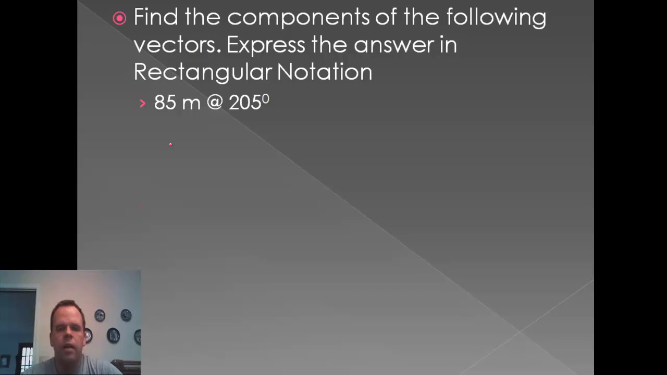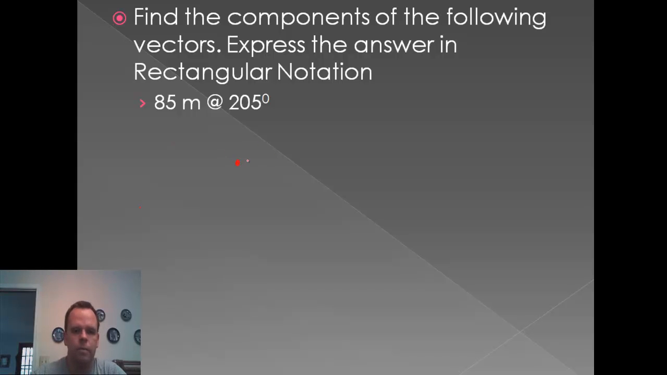In this case, we want to look at converting from polar notation to rectangular notation. We're going to do two examples here to show how to do a conversion from polar notation to rectangular notation. I think the first important step in doing any of these conversions is to draw out the vector we're looking at so that we can see exactly what we are working with.